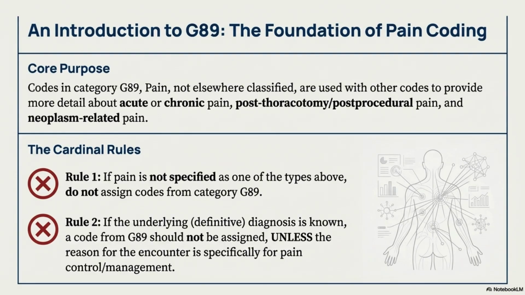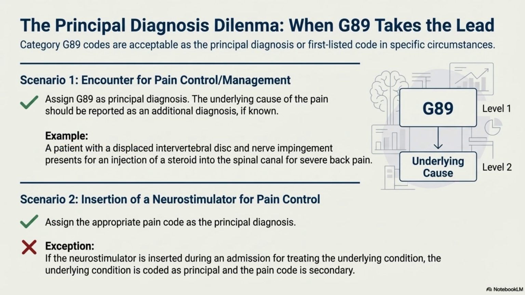This distinction is essential for correct sequencing, so next we'll look at how G89 codes function as a principal diagnosis. There are two main situations where a G89 code can be listed as the principal diagnosis. The first is when the encounter is specifically for pain control or pain management. For example, a patient receiving a steroid injection for severe back pain caused by a disc issue. In that case, the G89 code comes first, and the underlying condition is coded second.